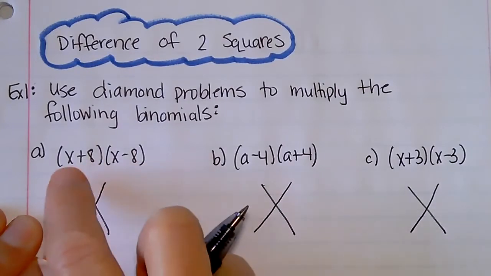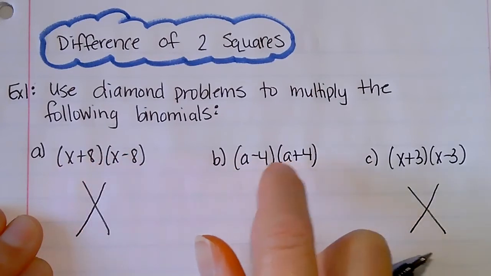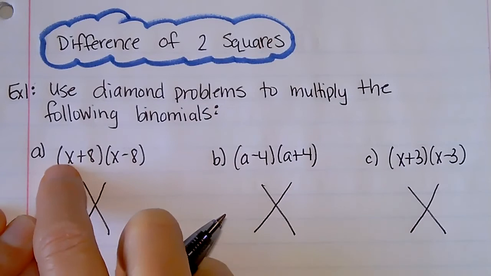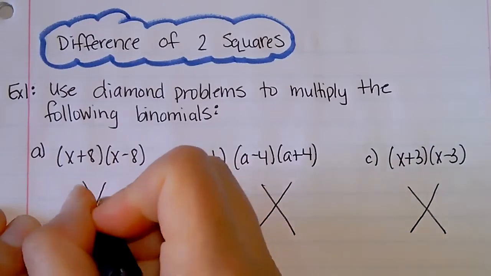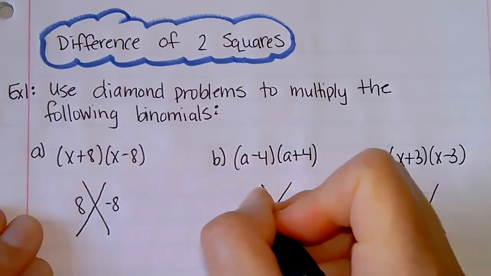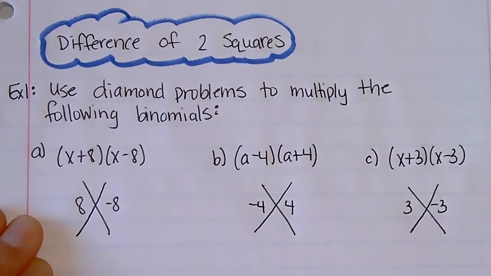And the only time I use diamonds is if this is an x and an x, or an a and an a, where there's not another coefficient in front of it. It's not like a 2x or a 3x. It's just plain x, okay, in both of them. Then I can use a diamond. And so I'm going to put 8 and negative 8 on the side. Over here, negative 4 and 4. Over here, 3 and negative 3.